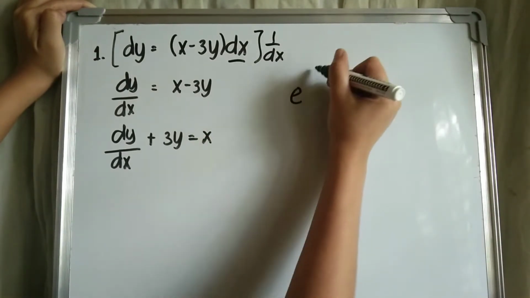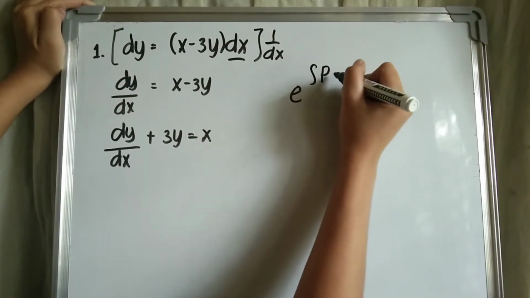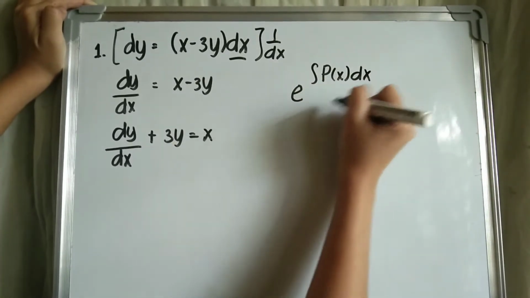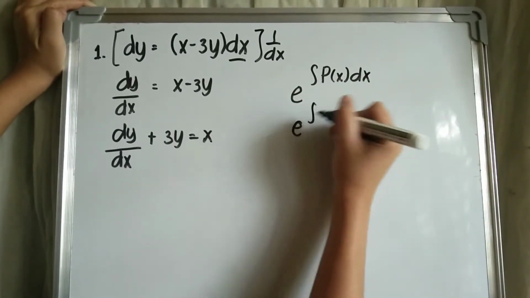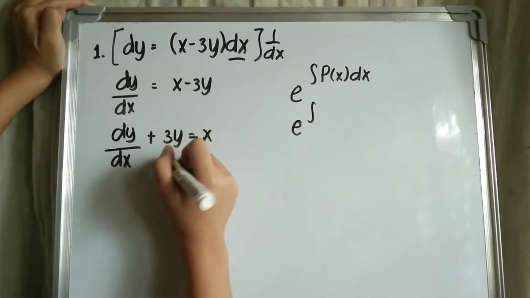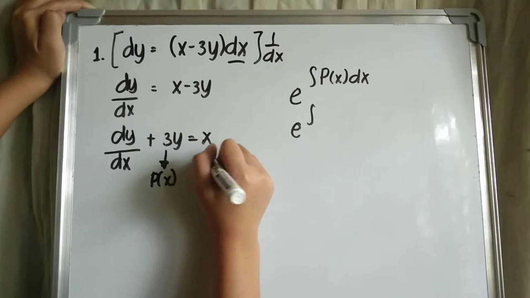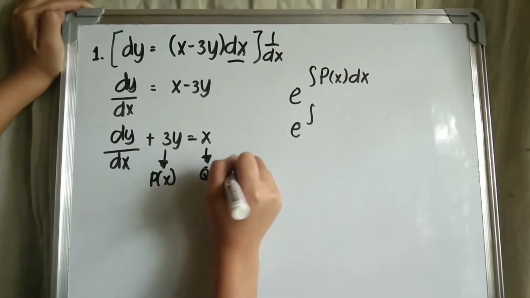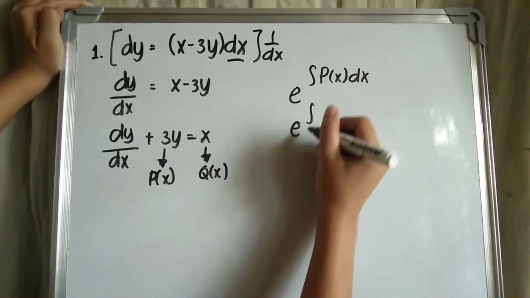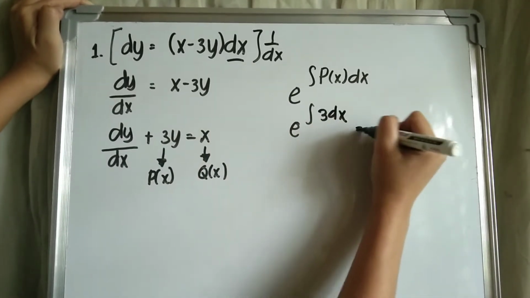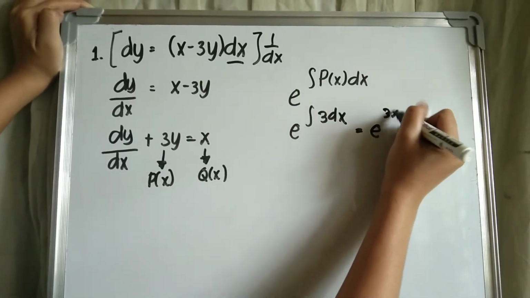Next step is to solve for our integrating factor, which is e raised to the integral of p(x) dx. The value of our p(x) is 3. This is our p(x), and x here is our q(x). So e raised to the integral of 3 dx. Our integrating factor is equal to e raised to the power of 3x.